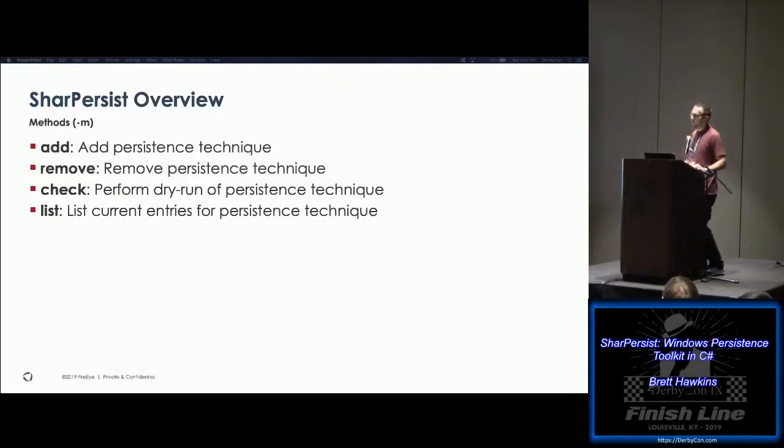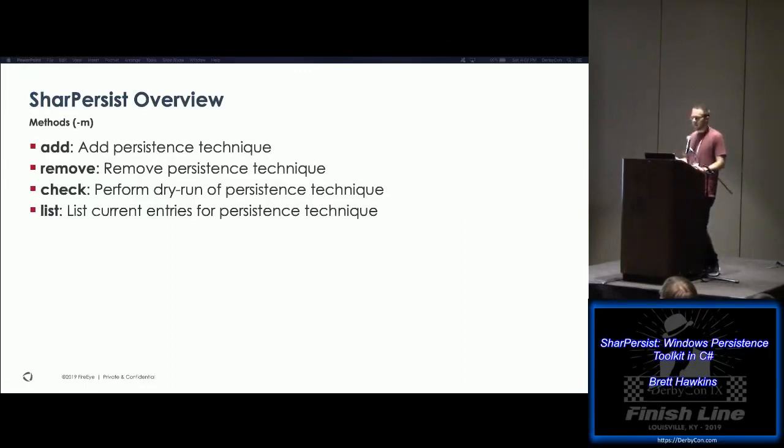So I mentioned the methods. There's 4 different methods, right? There's add, which is simply going to add that persistence technique. Remove will remove that persistence technique. Check will perform a dry run without actually adding that persistence. So for example, it's going to check to make sure you have the right permissions, make sure you have the right switches, stuff like that, without actually adding it. So I highly recommend running check before you actually do the add. The same checks are actually in there when it's trying to add or remove the persistence, but I think it's best practice to perform a dry run.